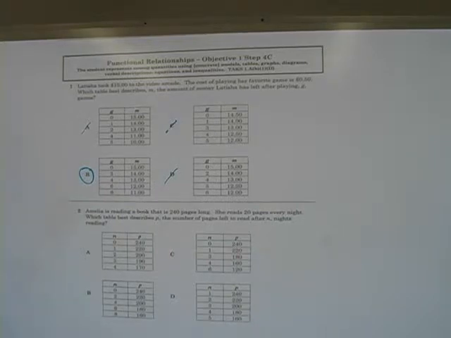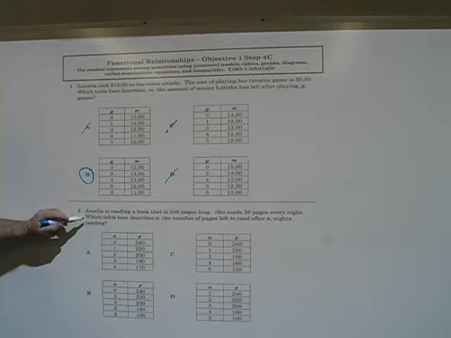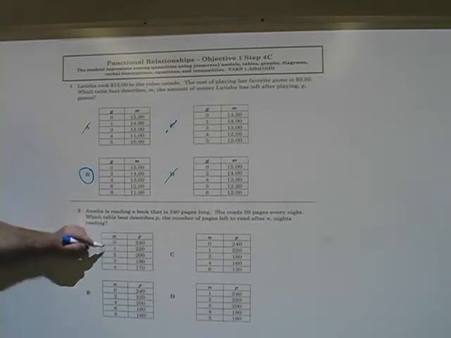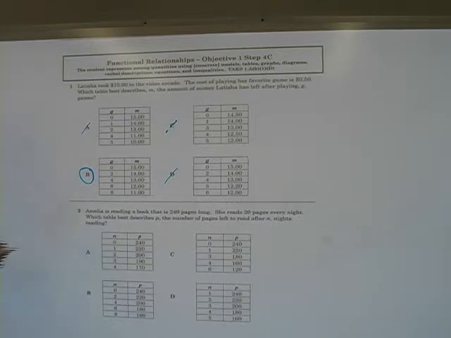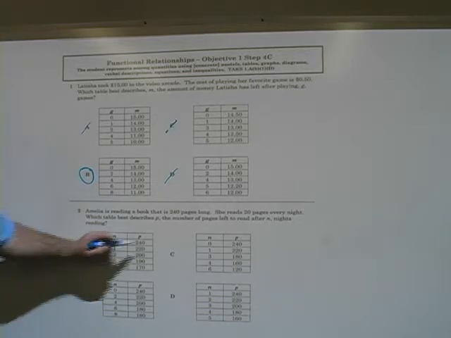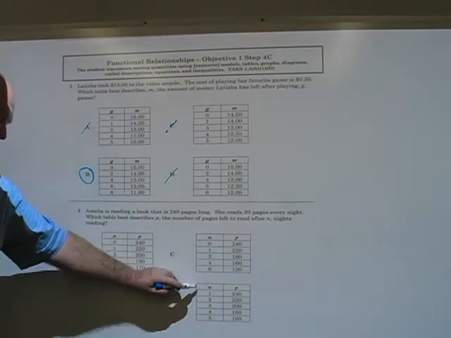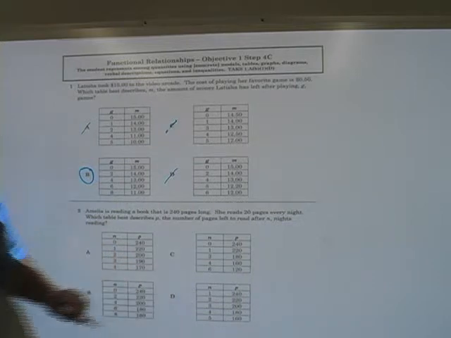So number 2, when she first starts at 0, what should it be? 240, because we're talking about the number of pages she has left to read after n nights of reading. At day 1, after 1 night, she should have how many left? 220. Both of those have that. These don't have, actually, answer D. What can we do about answer D?